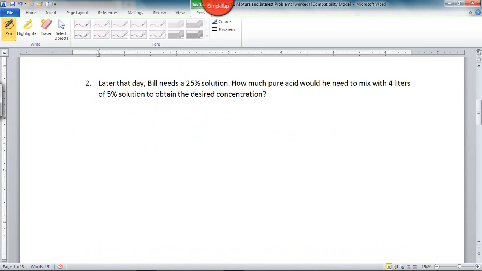Later that day, it says, Bill needs a 25% solution. How much pure acid would he need to mix with 4 liters of 5% solution to obtain the desired concentration? All right, so again, we're adding 2 quantities together. So let's make our 2 containers, and adding those 2, and then over here on the right, we'll draw the mixture container a little bit bigger because we're adding those 2 together.